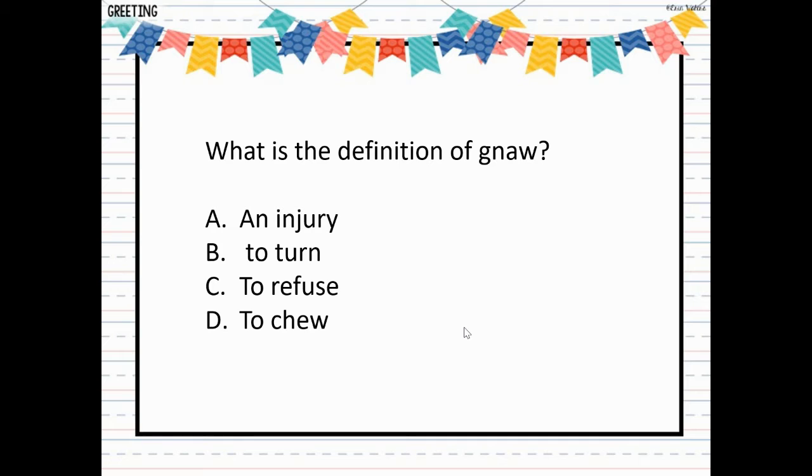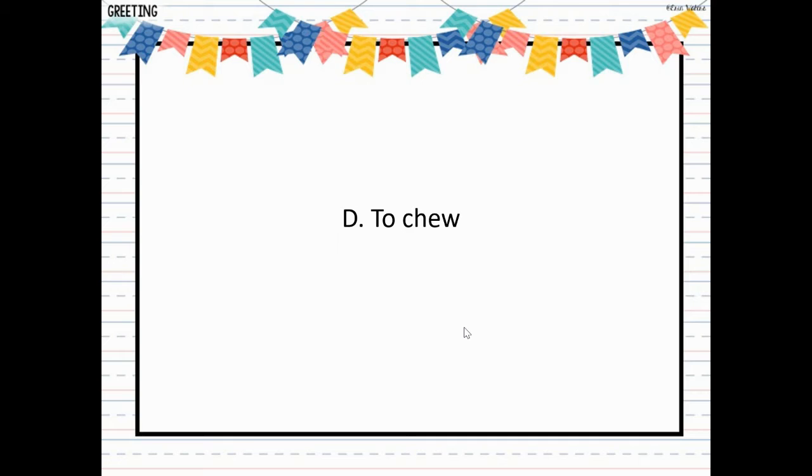What is the definition of gnaw? This was a word from last week. So gnaw, is it an injury, to turn, to refuse, or to chew? Gnaw means to chew. Remember, we thought of a dog gnawing on a bone. They chew on the bone.